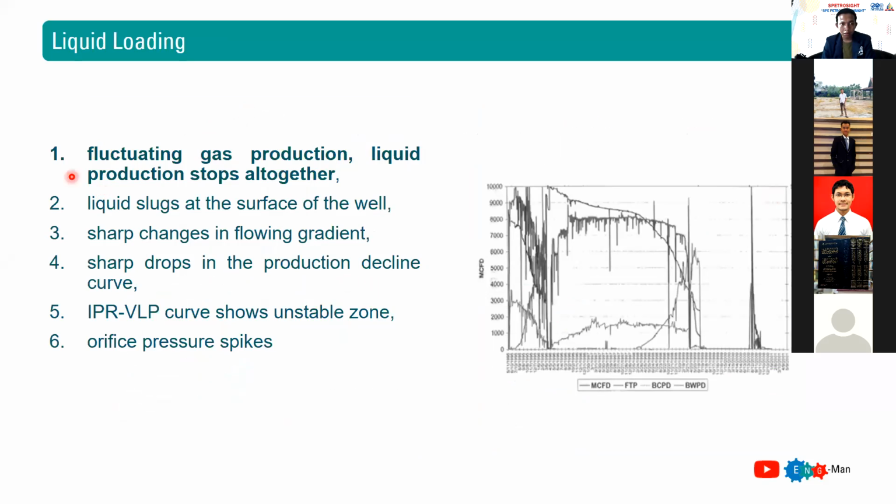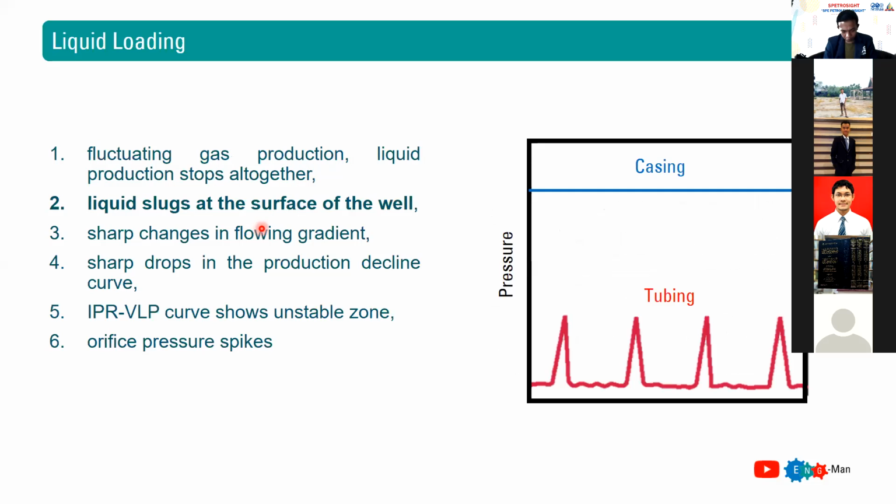Okay, if we see fluctuating gas production, or liquid production stops altogether, it's one of the symptoms that our gas well is suffering from liquid loading. And if we have liquid slugging at the surface of the well, and you see the wellhead pressure, the casing pressure is relatively constant, but your tubing pressure is spiky like this one, it's also a symptom or a sign of a liquid loading phenomenon.